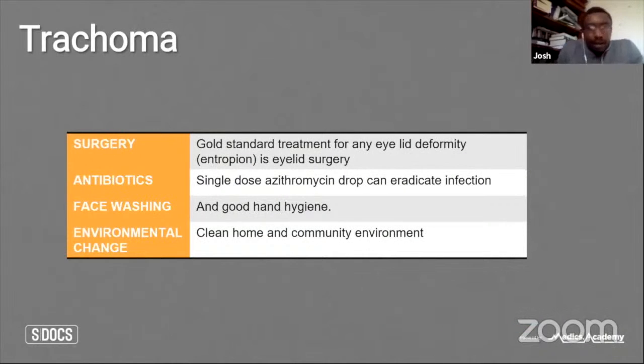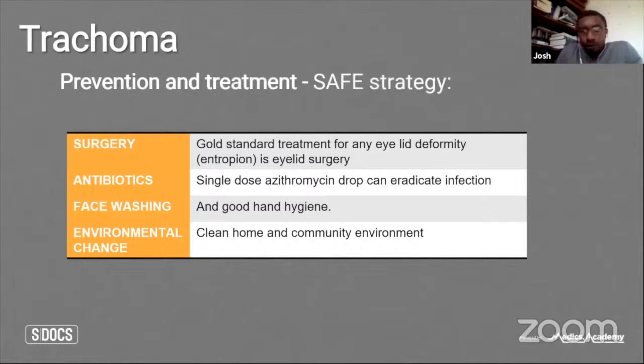So we prevent and treat trachoma with this SAFE strategy. That's what global health interventions revolve around. In terms of treatment, it's surgery or antibiotics. Surgery is the main treatment for any eyelid deformity, in this case entropion, and antibiotics, a single dose of azithromycin, can eradicate the infection.